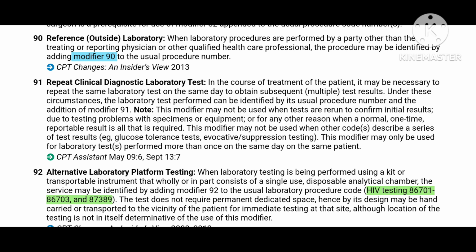Repeat clinical diagnostic lab test. So this will be used with pathology chapter codes. Whenever a lab test is repeated, but you should not repeat it because of an error done by the lab people, or you're doing it to confirm the first result. So there was some error on our side. For that you are repeating the test, then you cannot report this modifier 91.